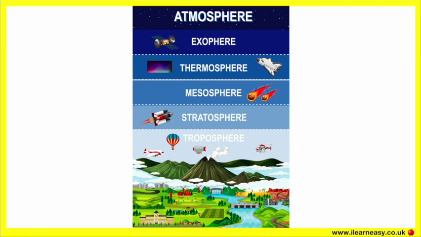So to summarize, the troposphere is the lowest layer, the temperature decreases with increase in altitude, and it's the densest layer. The stratosphere is the second layer. It contains the Earth's ozone layer, and it's cloud and weather-free. The mesosphere is the third layer and it can become very cold.